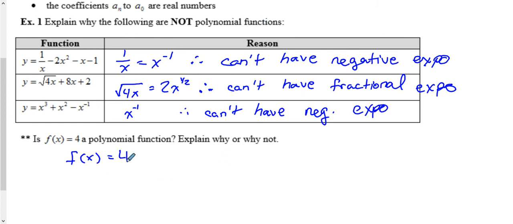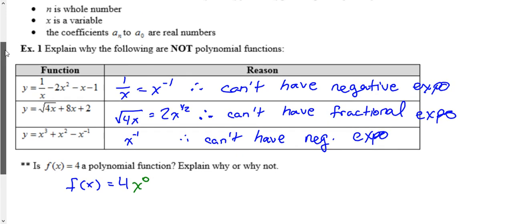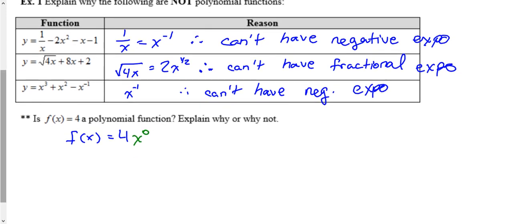Let's add on x exponent 0. Well, x is just a variable. Exponent 0, I'm allowed to have exponent 0 there because n can be a whole number. Whole numbers start off at 0. So if I rewrote this as 4x exponent 0, then therefore, yes, it is a polynomial.